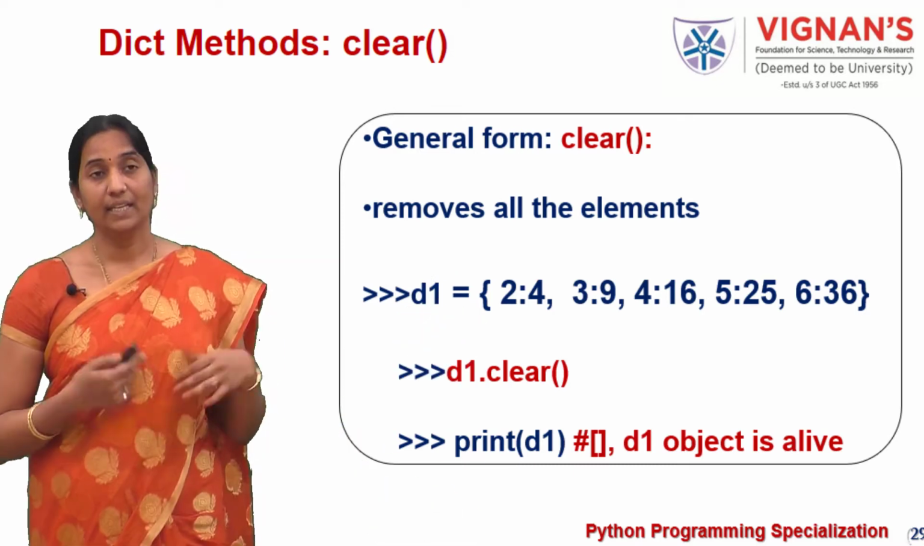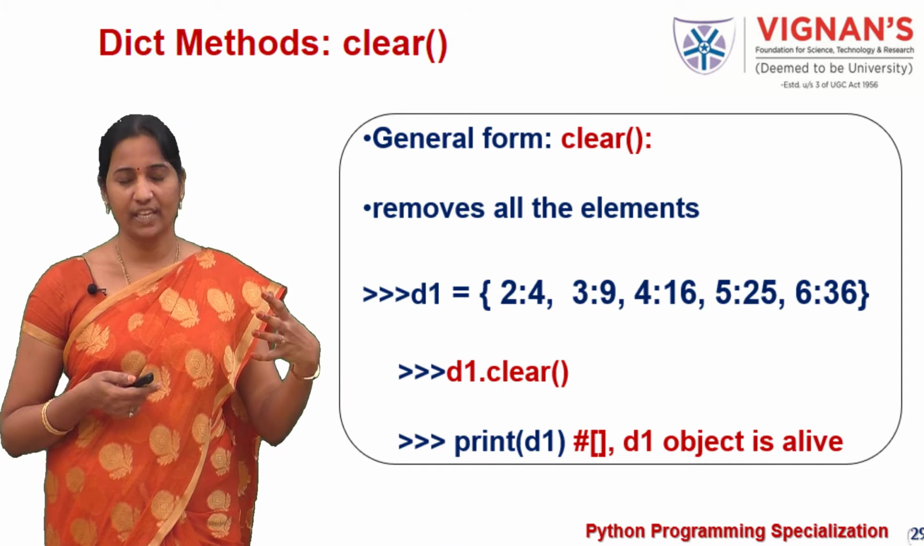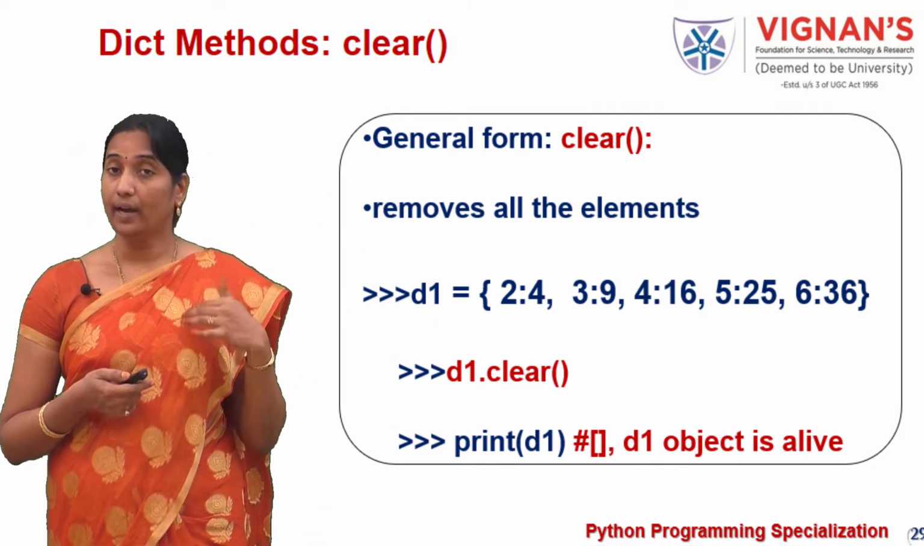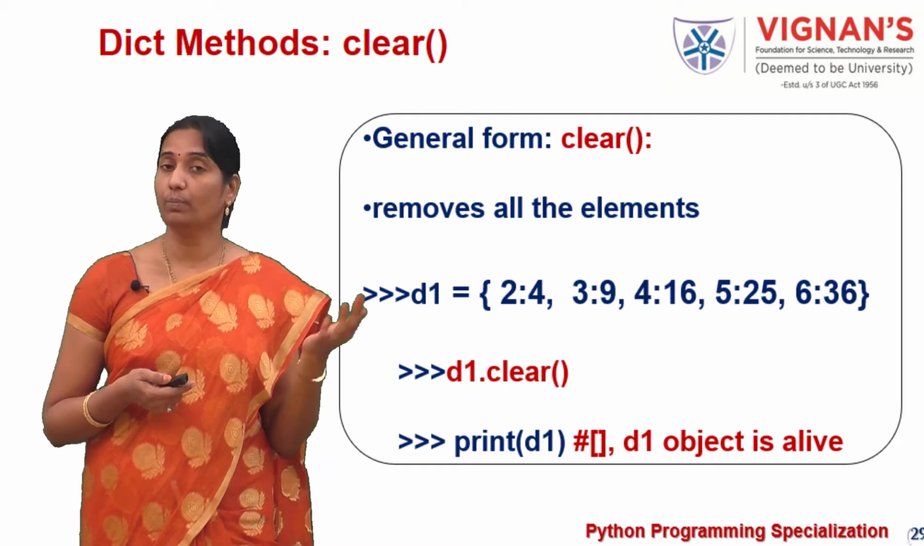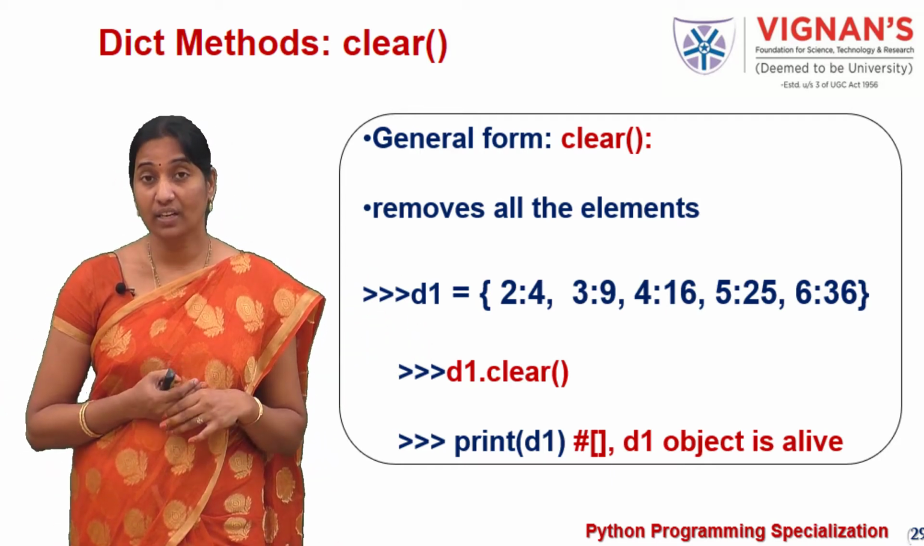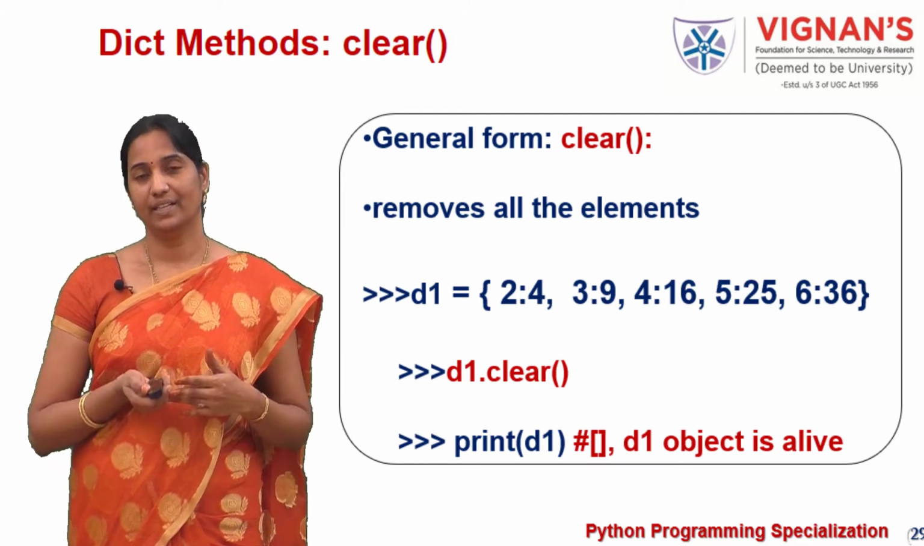Because you already deleted all the elements using the clear method. That is how you can remove a particular element whose key matches your key value by using the pop method. Then you can remove any arbitrary element from the dictionary using popitem. All the elements can be deleted using the clear method. If you want to delete the structure as well, then you have the del operator.